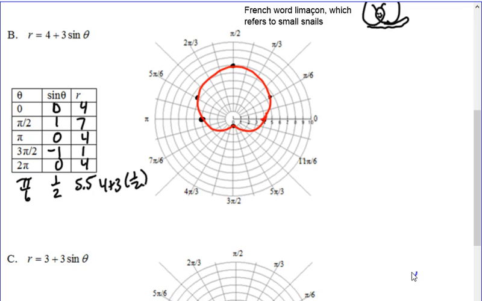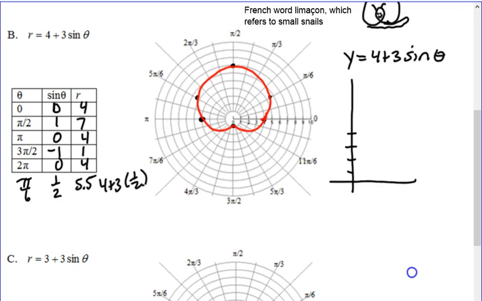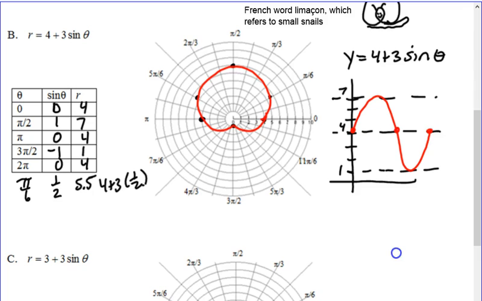Now if we look at the y version of this, y equals 4 plus 3 sine of theta, we have an amplitude of 3 and a sinusoidal axis of 4. So 1, 2, 3, 4 is my sinusoidal axis. I go up 3 to 7. This is 4, and I go down 3 to 1, and so notice all of my graph is in between 1 and 7 in the y direction, just like the radius in the polar graph goes from 1 to 7. So notice there's no loop here because there's no place where it dips below the x-axis.